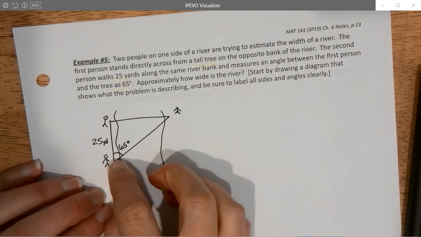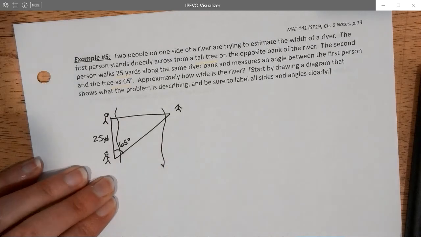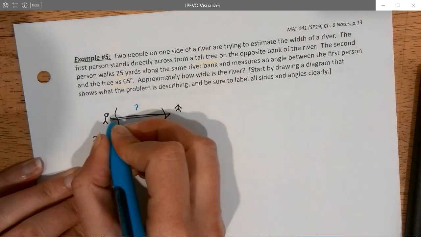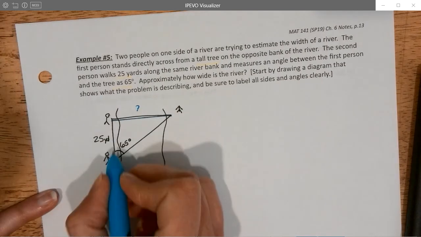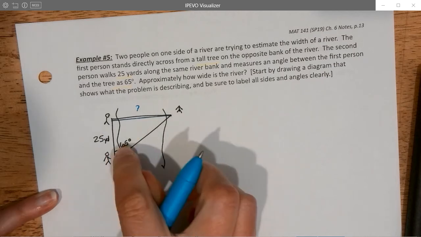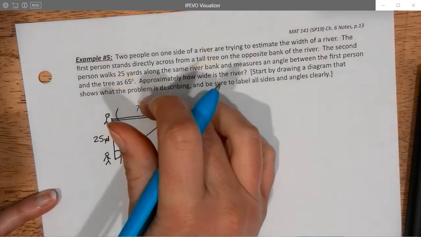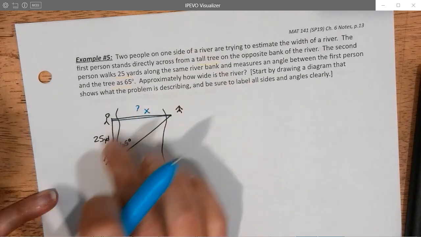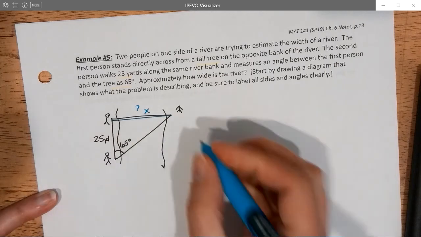All right. So our goal is to know how far across the river it is. We want to know this distance. How far across the river are we? Okay. We have an angle that goes between person 1 and tree, and we have this distance on this side. So this angle would call that distance over there its opposite. Let's give it the letter X to use as its opposite, and then the 25 yards as its adjacent. So we're going to be using the tangent.